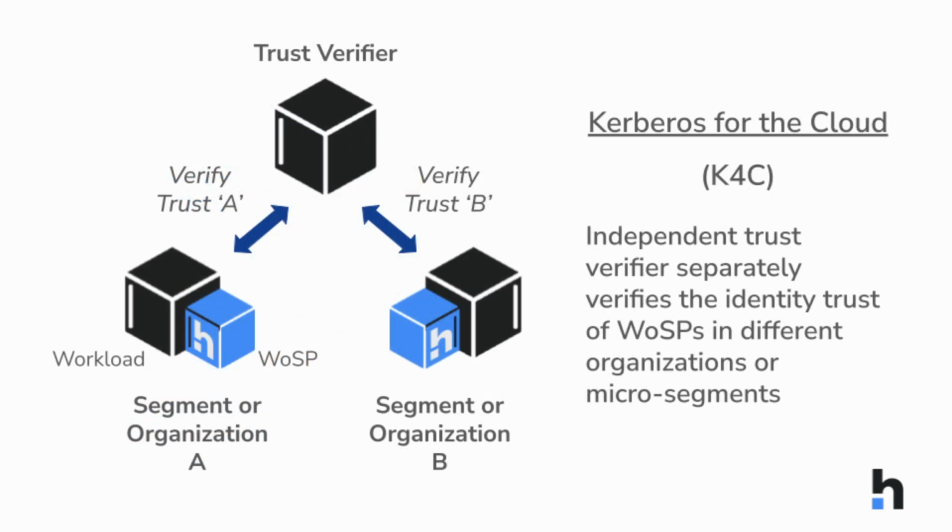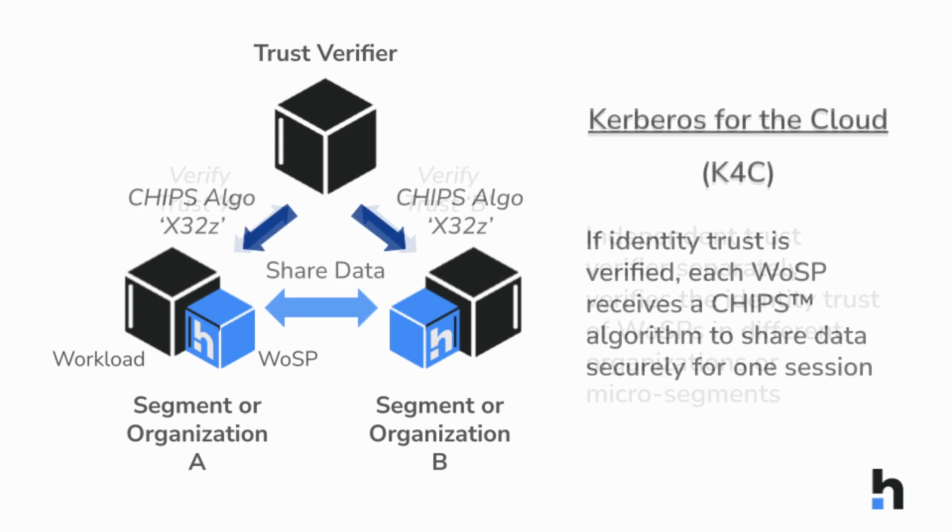A different WoSP configuration is used to solve this problem, and it performs a Kerberos-style identity trust verification of both authorized workloads when they are configured to use different chip's algorithms. If the identities of the two WoSPs are trusted, they receive a chip's algorithm for their direct secure communication session. Hopr's Kerberos for the Cloud, WoSP, or K4C, enables third-party application networking with the same verified trust, quantum-proof, cyber-resilient capabilities that workloads within an organization get.